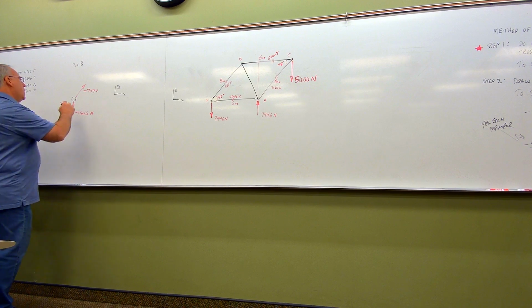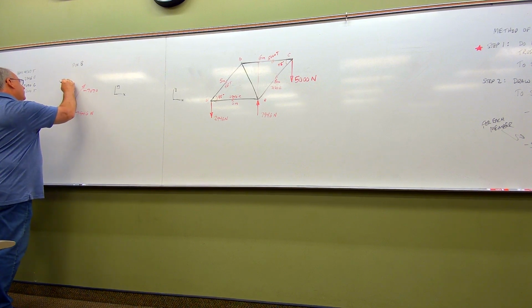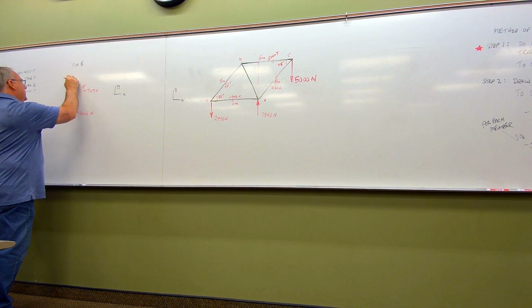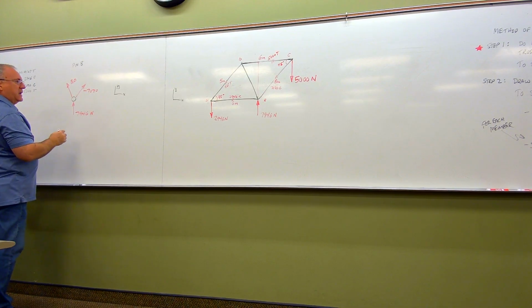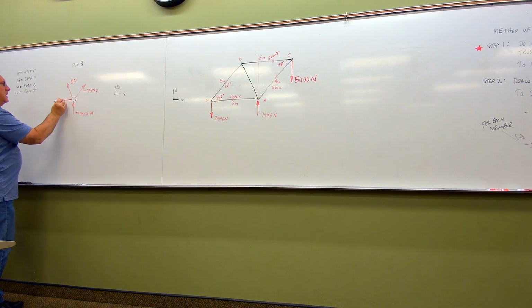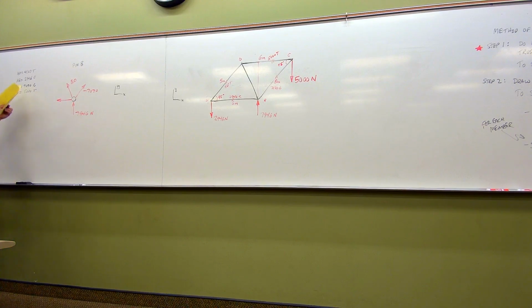I'm going to have the unknown member DB going off like so. Let's call it BD. BD like that, and then I've got AB coming off like this, and AB was also shown to be in compression, so therefore that's negative. It's going to be negative 2946.